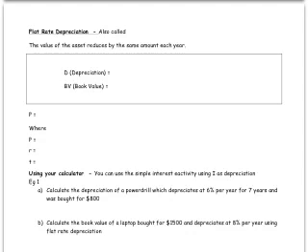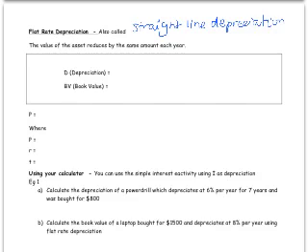The first type of depreciation we're going to look at is flat rate depreciation. This is also called straight line depreciation or prime cost depreciation. And some of you who've done accounting will have heard those terms before. So flat rate depreciation is also straight line depreciation or prime cost depreciation.